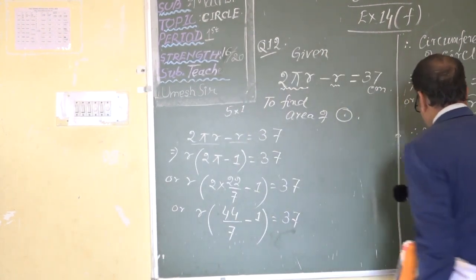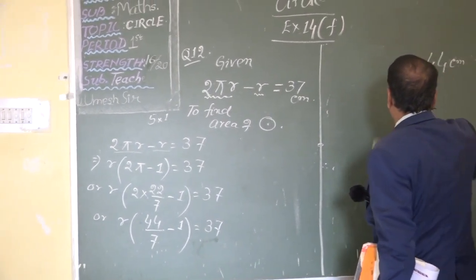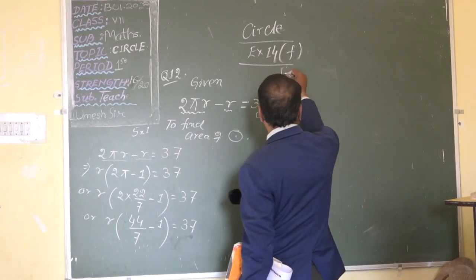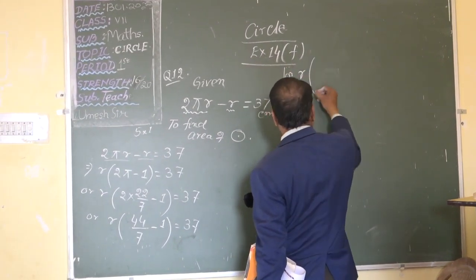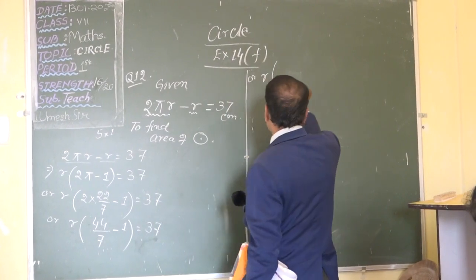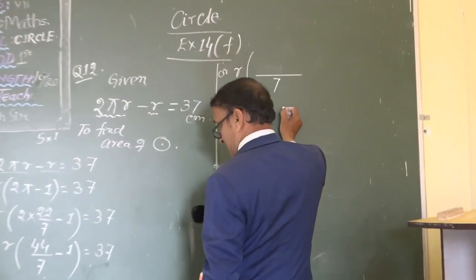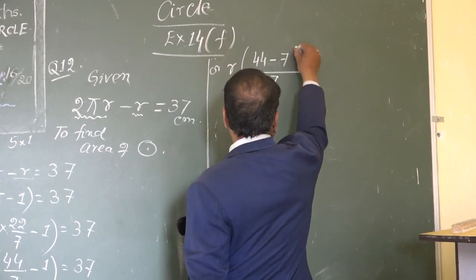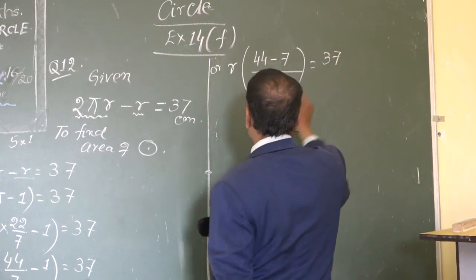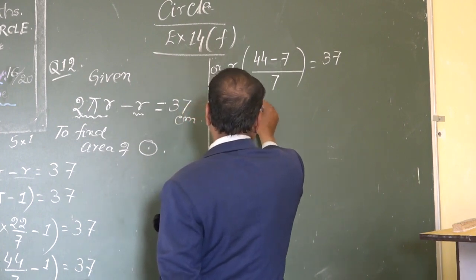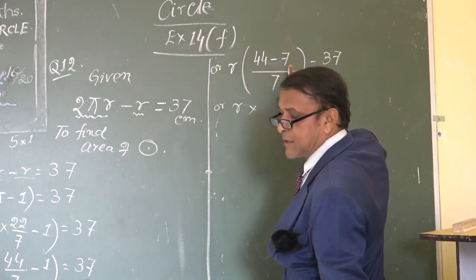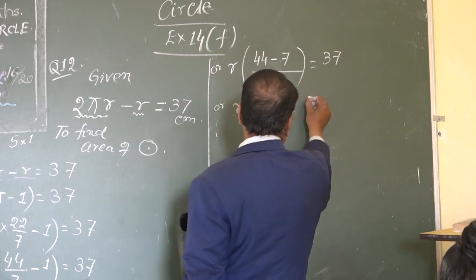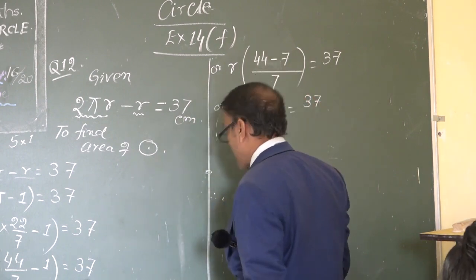Now, till now we have not got the value of r. So I kept r. Now here I took the LCM. LCM is equal to 7. Here it is 44 minus 7, that is equal to 37. Or r into (44 minus 7) by 7 is equal to 37. 37 by 7 is equal to, this side also 37 is there.